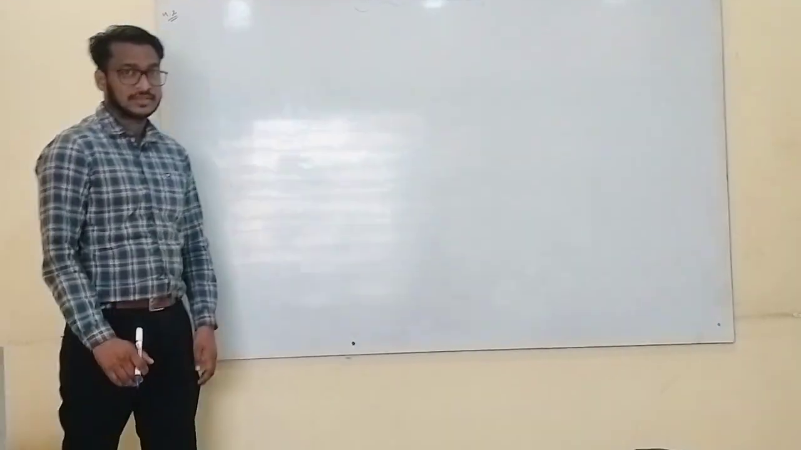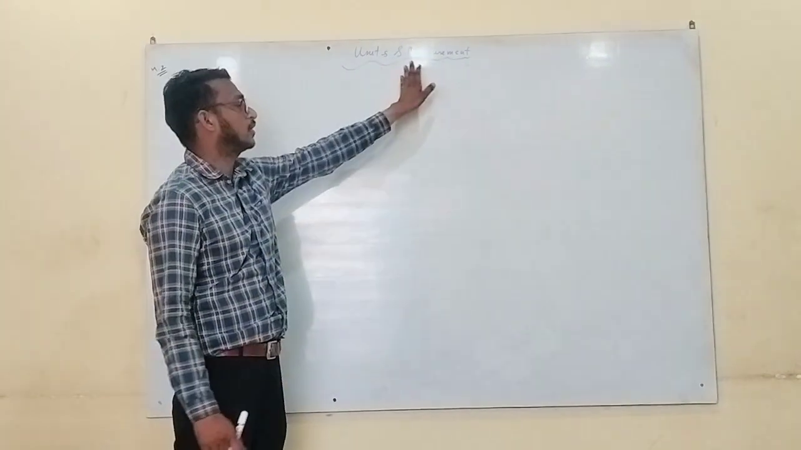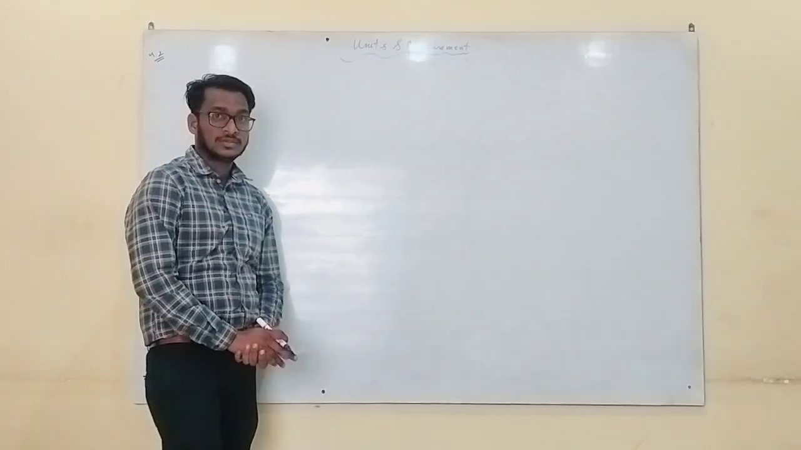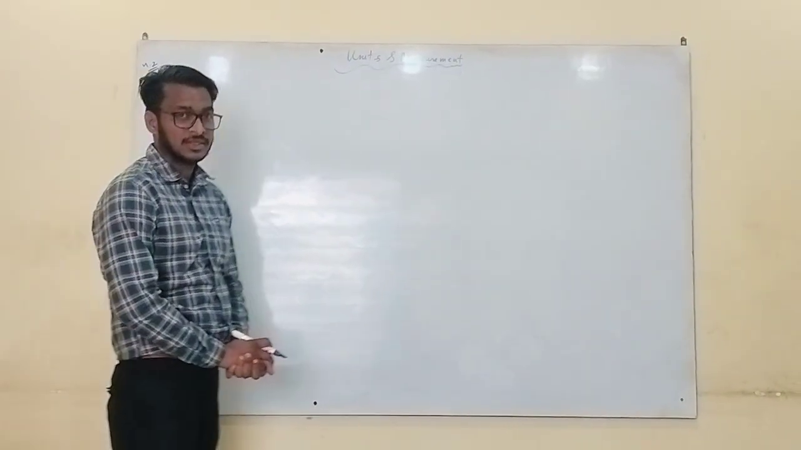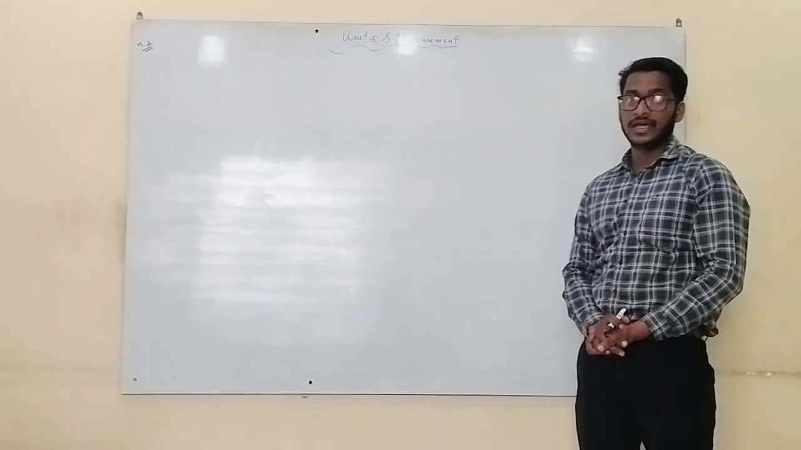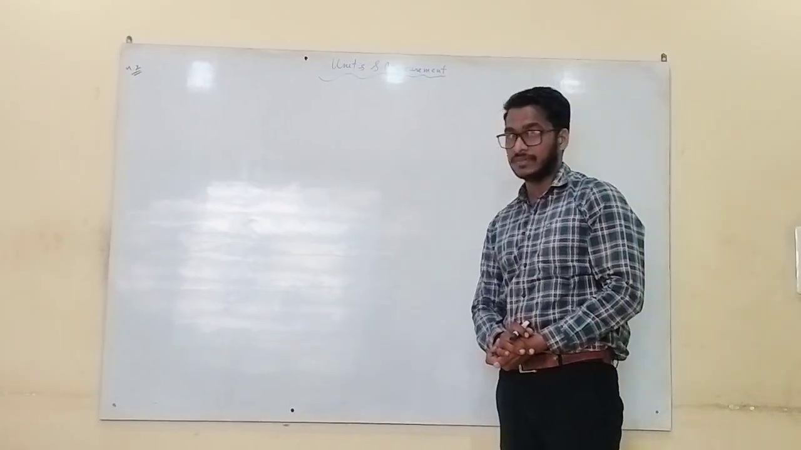Last time we discussed our first topic of Plus One, units and measurement. In this chapter we are going to study dimensions. I have told you how to write the dimension of any physical quantity. Let's start with some examples.